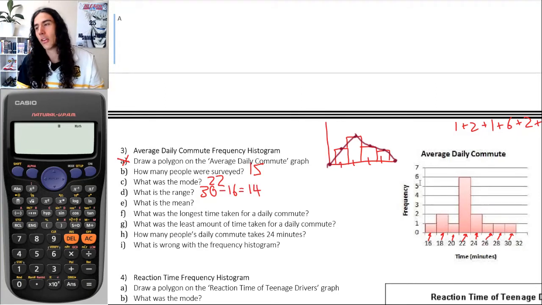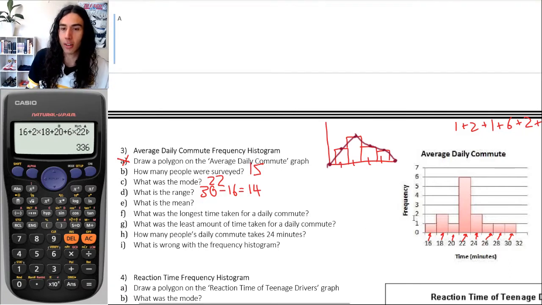The mean, this one we have to use our calculator for. So what do we have? We've got a 16. And then we've got two 18s. Then a 20. Then 6 lots of 22. Then 2 lots of 24. Then a 26. Then a 28. Then a 30. And quick check: 16, 2 times 18, 20, and then 6 times 22. Good. And that's 336 was our sum. The sum of all the scores, 336.